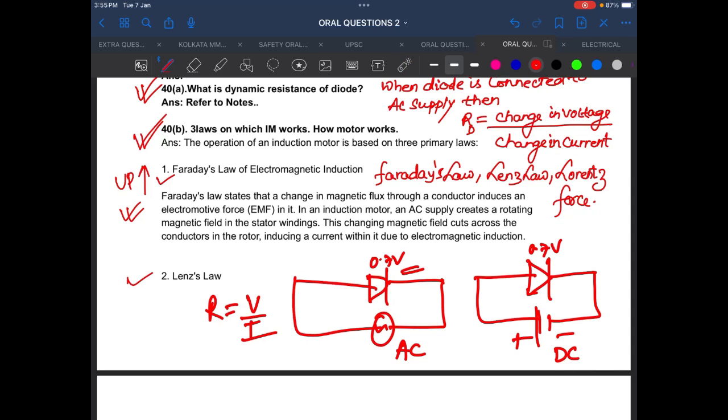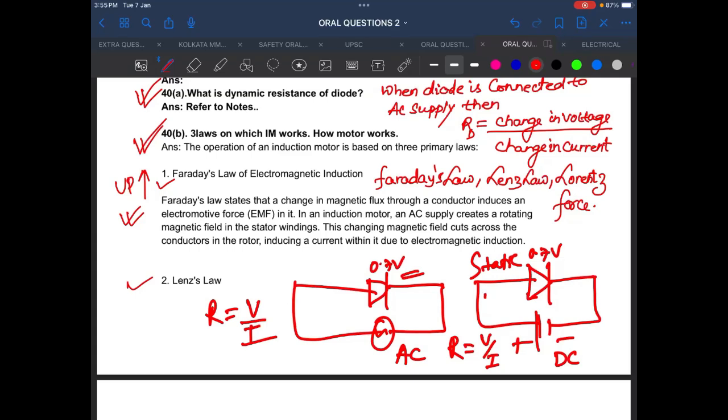But here, what will happen in the DC supply? Resistance is equal to voltage by current, but here the voltage is constant and the current is also constant. So the ratio of the voltage and current in a diode when connected with the DC supply gives us the static resistance. It means a diode when connected with the AC supply gives the dynamic resistance, and a diode when connected with the DC supply gives the static resistance. Resistance, as you already know, is voltage by current, but in AC there is a change in voltage and change in current, while in DC it is fixed voltage by fixed current. So this is basically the dynamic resistance of a diode.